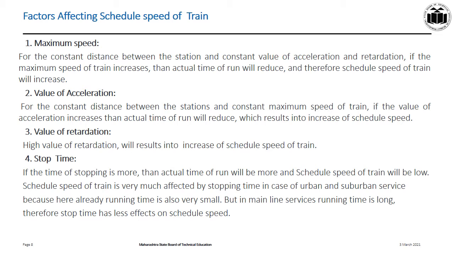The second is acceleration value. For the constant distance between the two stations and constant maximum speed of train, if the value of acceleration increases, then actual time of run will reduce and results in increase of schedule speed. Third is retardation value. If the retardation value of the train is high, it results in increase of schedule speed of the train. The next is time to stop the train. If the time of stopping is more, then actual time of run will be more and schedule speed of the train will be low.